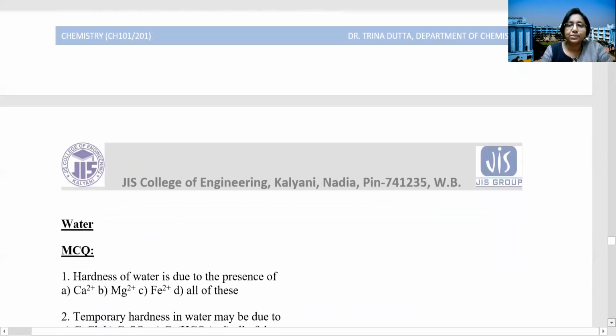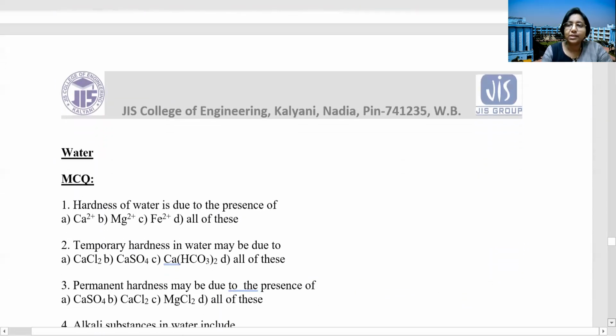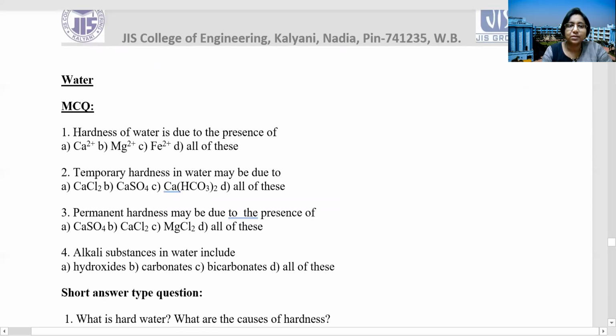Okay, now I have some very easy MCQ questions. Hardness of water is due to the presence of which ions? You have learned, it is a very easy question: calcium, magnesium, iron. So it will be all of this. Temporary hardness in water may be caused due to bicarbonate ion, I told you, so it will be calcium bicarbonate.